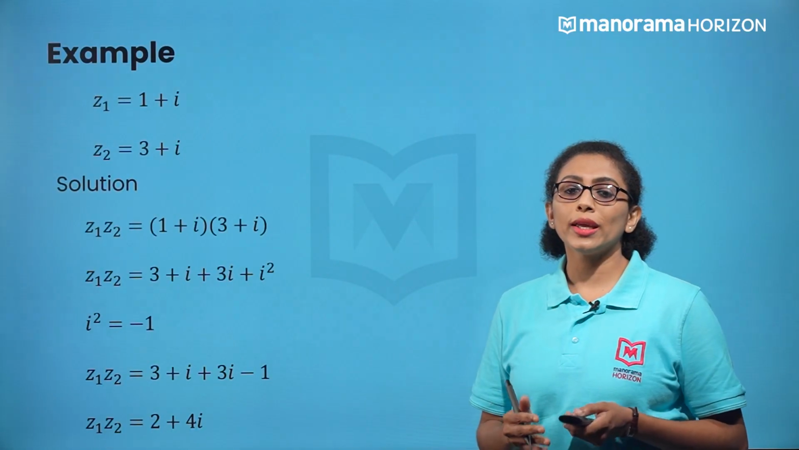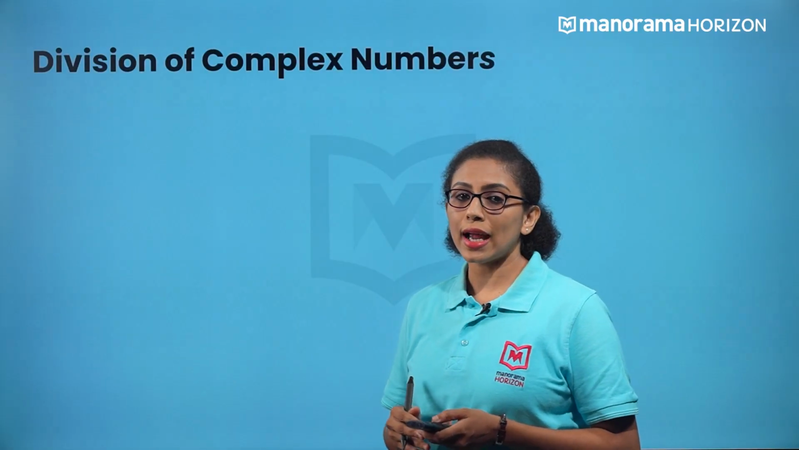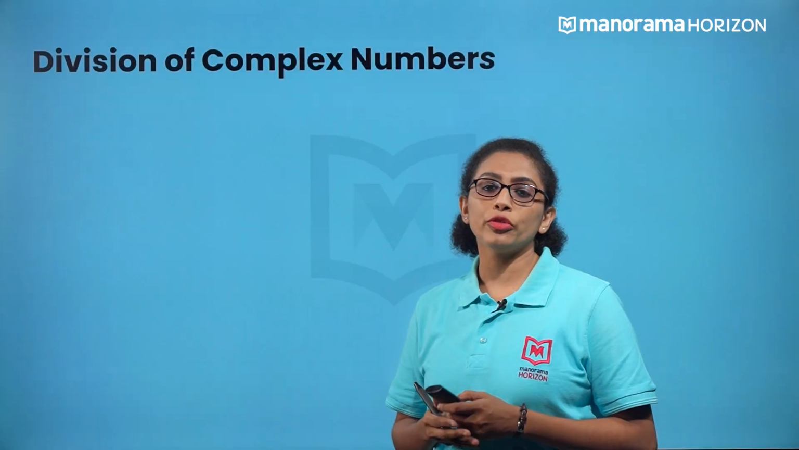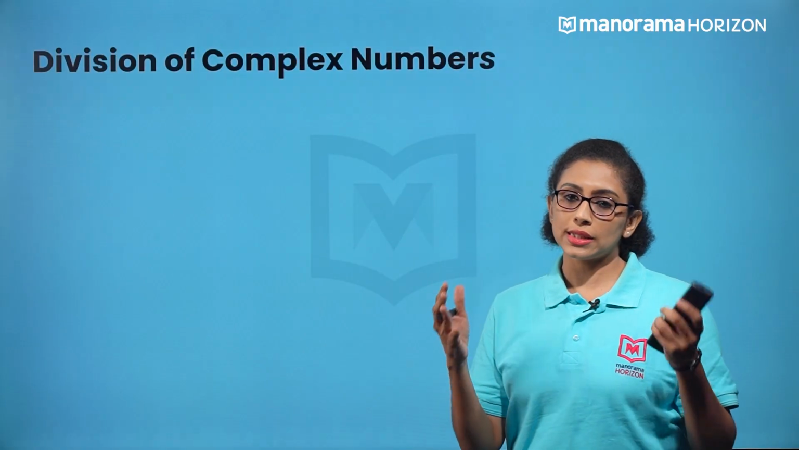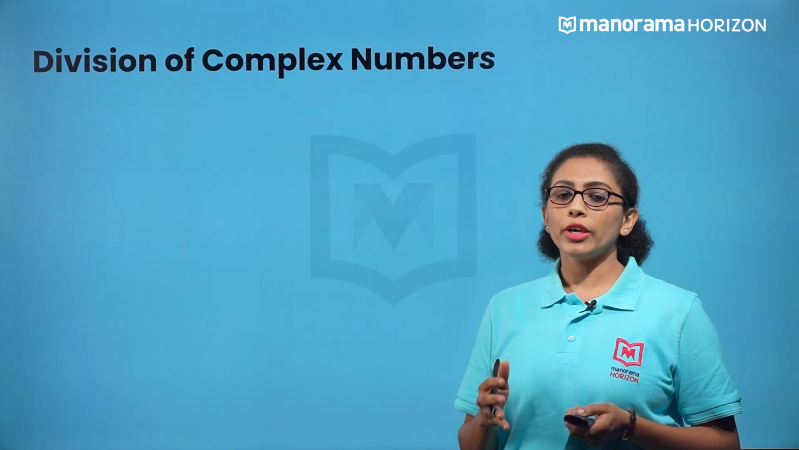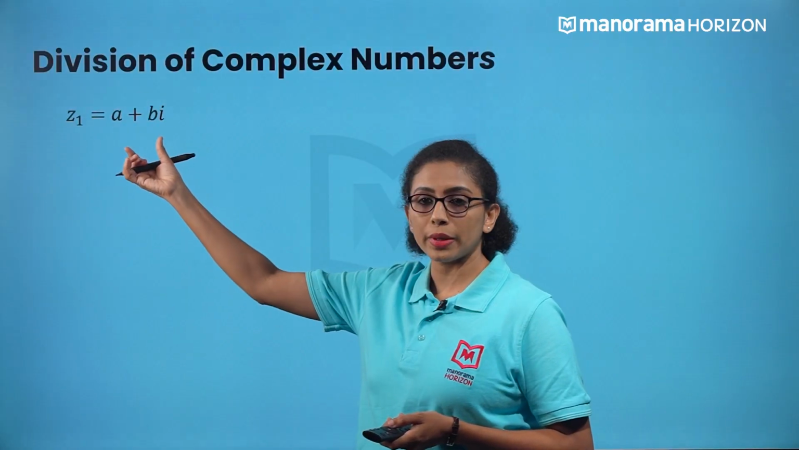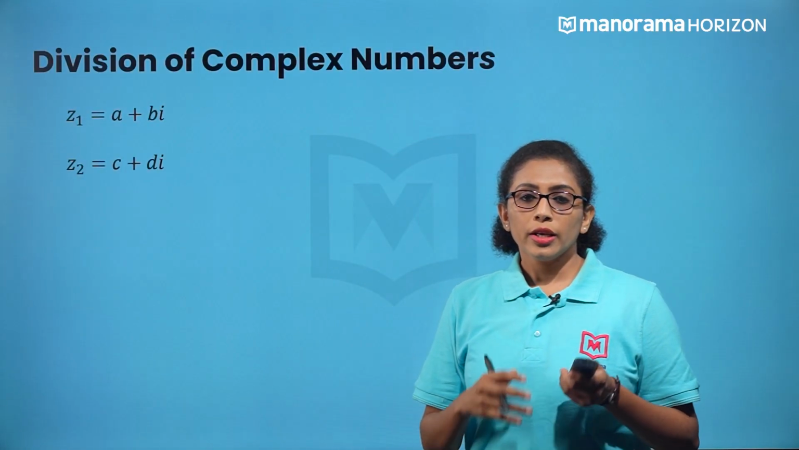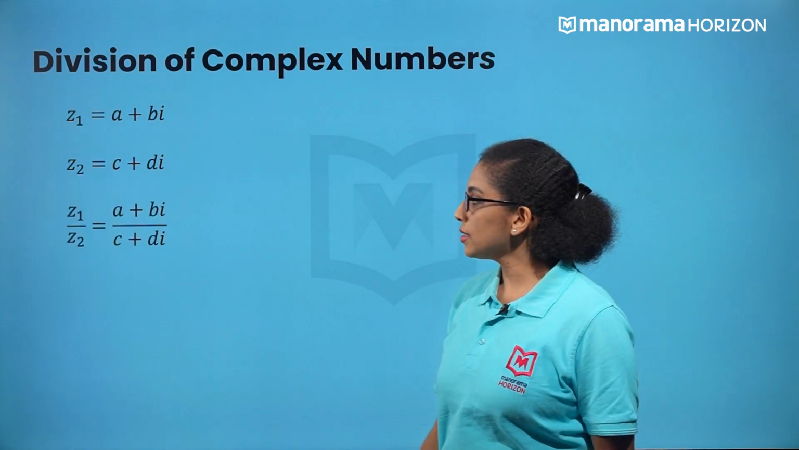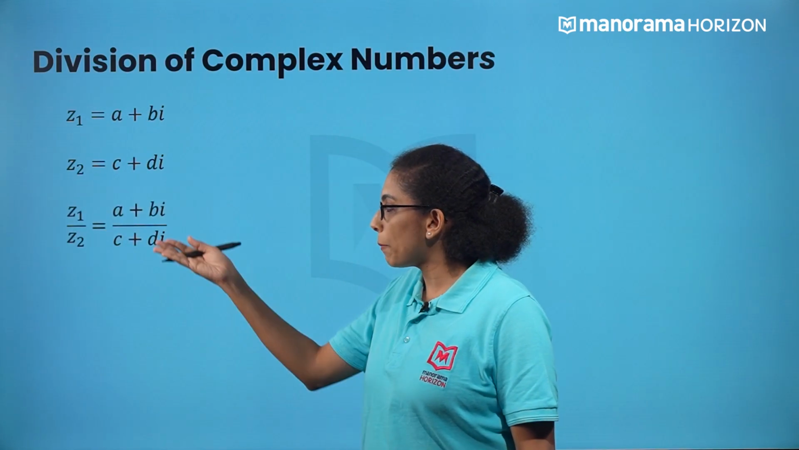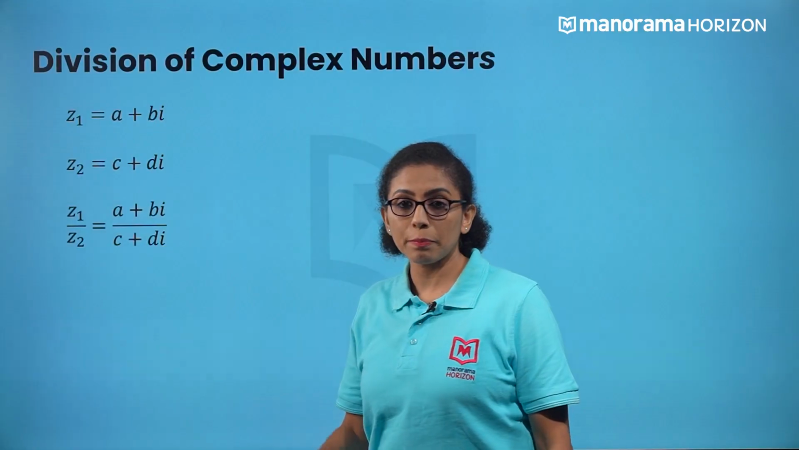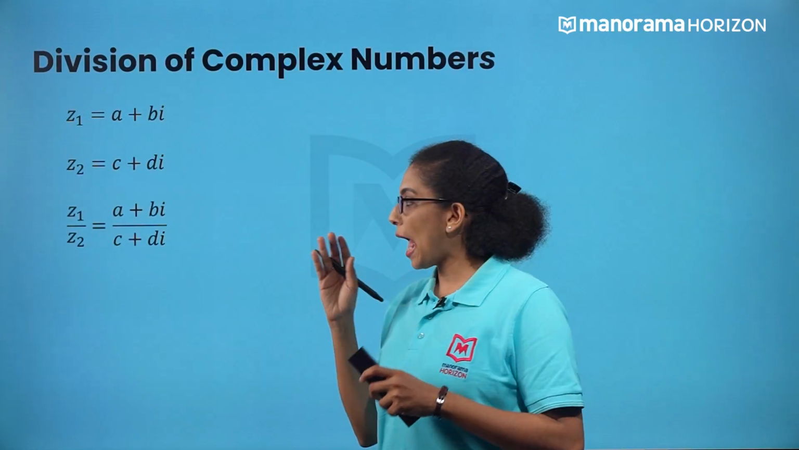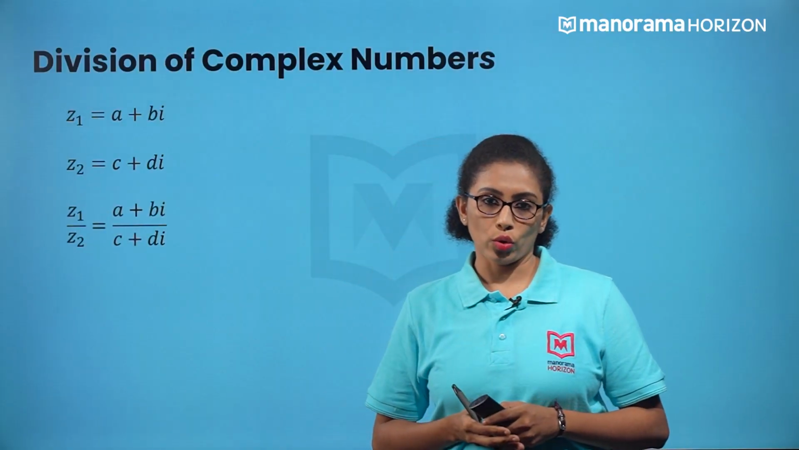Next comes the last set, that is division of complex numbers. To understand the division of two complex numbers, again we have to consider two complex numbers. We have Z1 equal to a plus bi and Z2 equal to c plus di. Now let's divide them. That is Z1 by Z2 equals (a plus bi) by (c plus di), where at least one of c and d is non-zero.